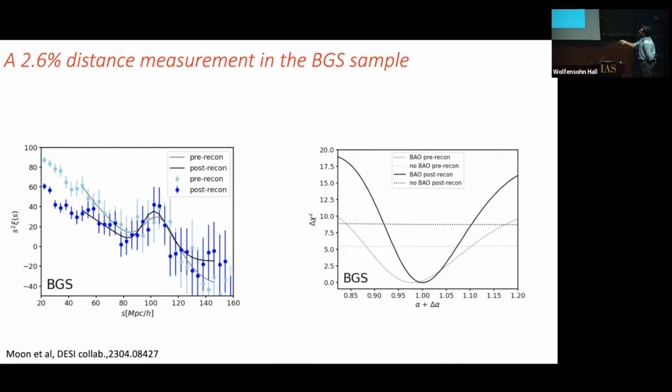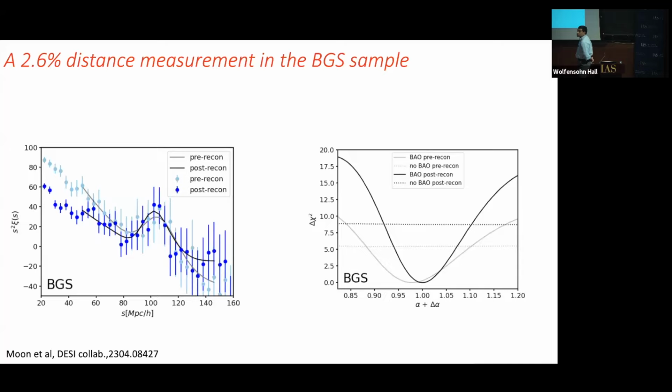Here's the same sample with the bright galaxy sample. This is, remember, our magnitude limited sample at lower redshift. This covers a smaller volume, so the error bars are larger, but here you can actually see a clear improvement with reconstruction. You can see here this curve is now a much sharper curve post-reconstruction than it is pre-reconstruction.